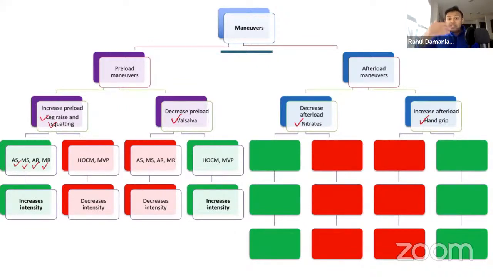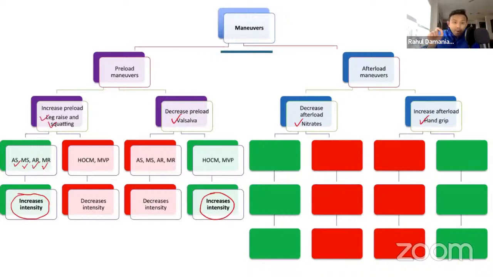So whenever you increase preload via leg raise or squatting, you are going to increase the intensity because more blood is going to be flowing across those abnormal valves. And remember, murmurs just represent turbulent blood flow across an abnormal valve. Now, there are two murmurs that actually increase in intensity with decreased preload, and that is going to be hypertrophic obstructive cardiomyopathy and mitral valve prolapse.